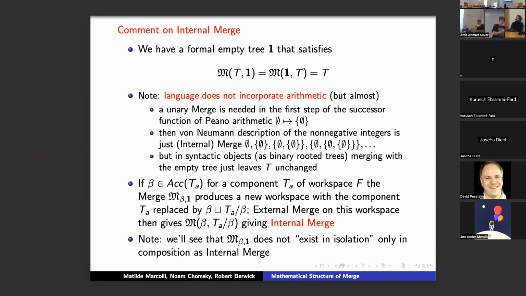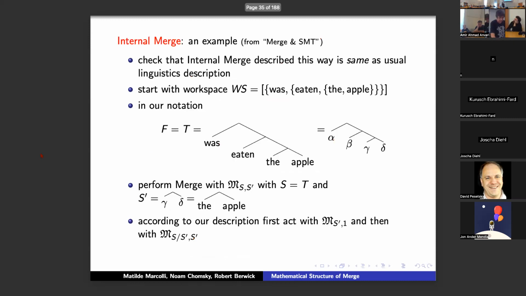The reason for that, I'll say it in a moment, because you want some kind of rules on how your merge operations act with respect to the size of the workspace. You don't want to keep adding things to the workspace. This is added just because altogether the operations then put it back into the internal merge. Okay.